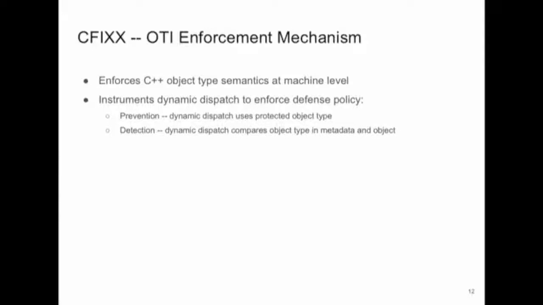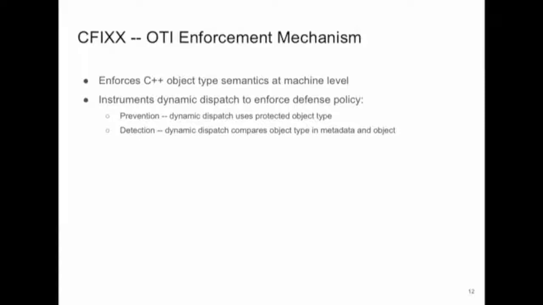So we call this prototype implementation CFIXX. And what it does is it enforces the C++ object type semantics at the machine level. So it does what you would expect from this talk. We've looked at the type according to the C++ semantics, and we're going to inject some code to ensure that that type cannot be modified, and so that these semantics are actually enforced at the machine level. To do this, we have to instrument a couple of things. We have to instrument objects' constructors so that we can record their types. And we also have to instrument dynamic dispatch to enforce our actual policy.